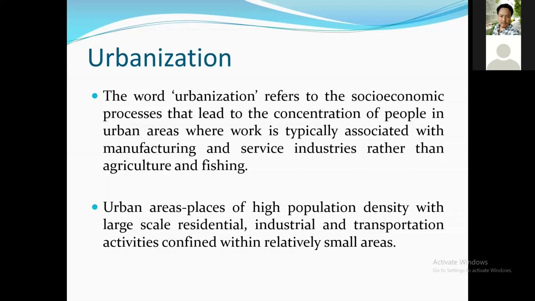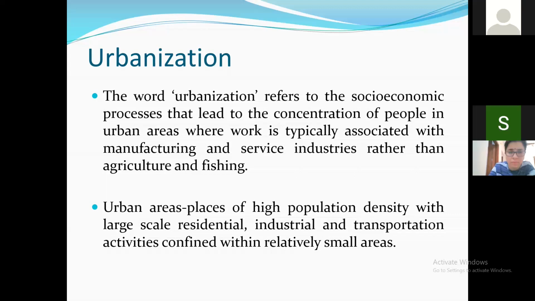So when we talk about urbanization, what are we referring to? We are referring to the socio-economic processes that lead to a very high degree of concentration of people in relatively small spaces, and the places which are typically associated with the manufacturing and service industries rather than the primary sector, that is agriculture and fishing. So urban areas are places of high population density with large scale residential, industrial and transportation activities confined within relatively small areas.